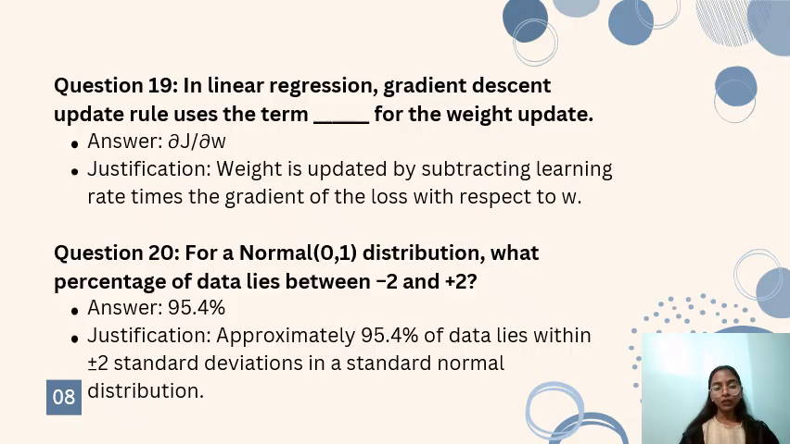Moving towards the next question, which is question number 20. For a normal 0, 1 distribution, what percentage of data lies between -2 and +2? And the answer is 95.4%. Approximately 95.4% of the data lies within -2 to +2 standard deviation in a standard normal distribution.